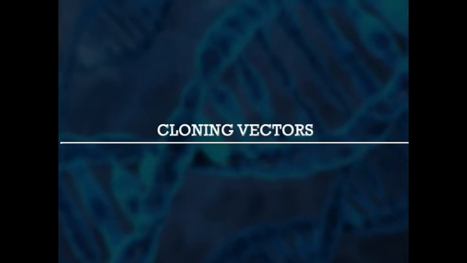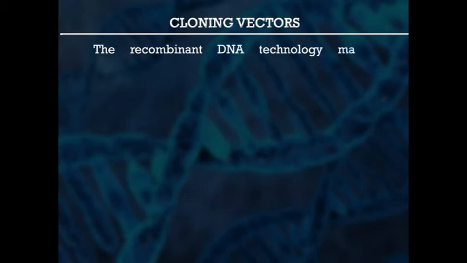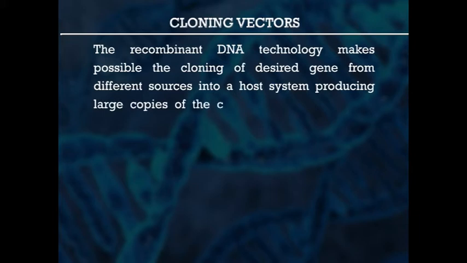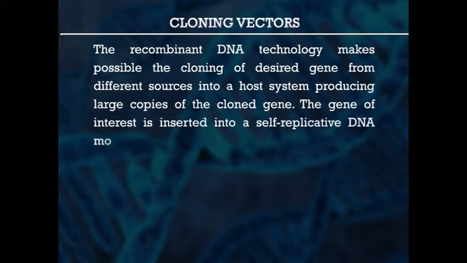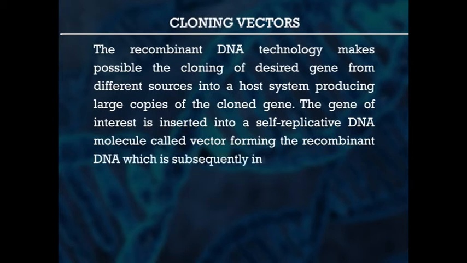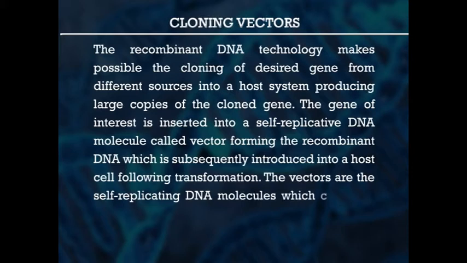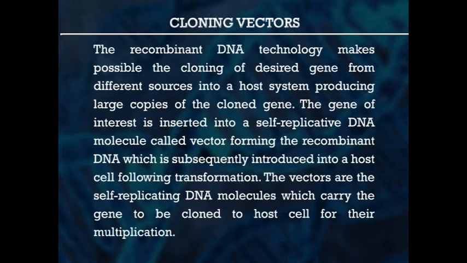Next, we will have cloning vectors. Recombinant DNA technology makes possible the cloning of a desired gene from different sources into a host system, producing large copies of the cloned gene. The gene of interest is inserted into a self-replicating DNA molecule called a vector, forming the recombinant DNA, which is subsequently introduced into a host cell following transformation. The vectors are self-replicating DNA molecules which carry the gene to be cloned to the host cell for their multiplication.